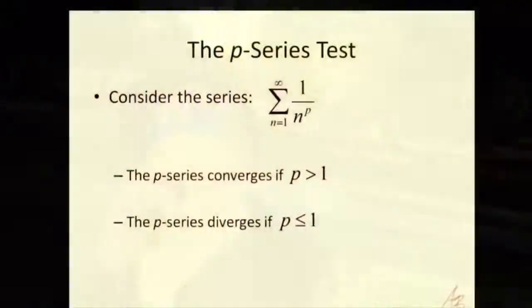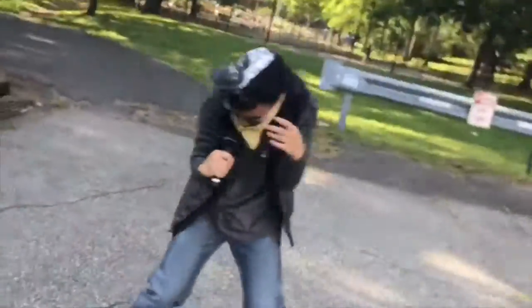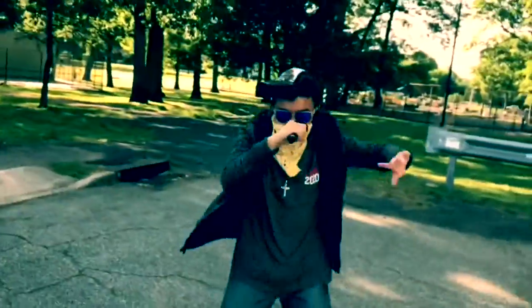P-series, where the series form is 1 over n to the p. If p is more than 1, the series converges. But if p is less than or equal to 1, it diverges.